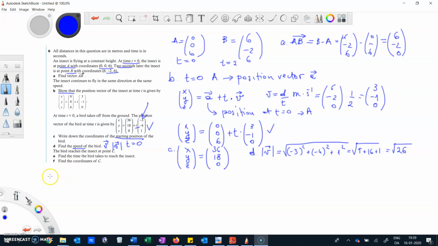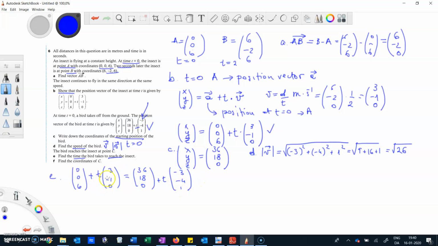Now we need to find task E. It says find the time the bird takes to reach the insect. Now here it means that somehow they want us to calculate the intersection point. How do we do it for intersection in lines? Well, we equate the x component for one line and the x expression for the other line. And here we're going to do the same. So we're going to equate one line, (0, 0, 6) plus t times (3, -1, 0), to the other line, which is (36, 18, 0) plus t times (-3, -4, 1).